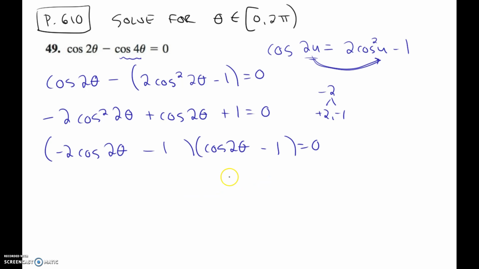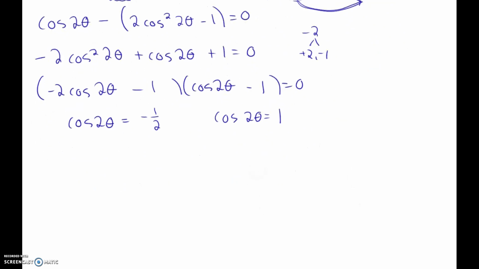So set each of these equal to 0. The cosine of 2 theta is equal to 1. And here the cosine of 2 theta is equal to, move it over, you get a positive 1. Divide by negative 2, you get negative 1/2. Hope I didn't screw this up again.